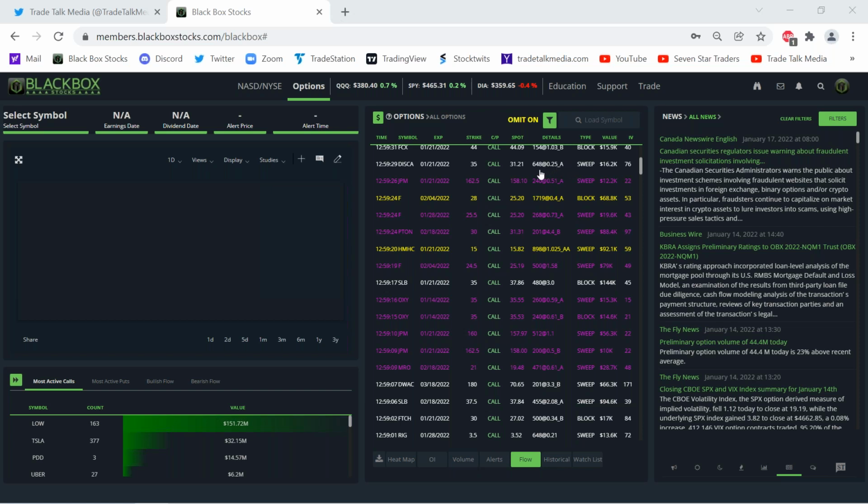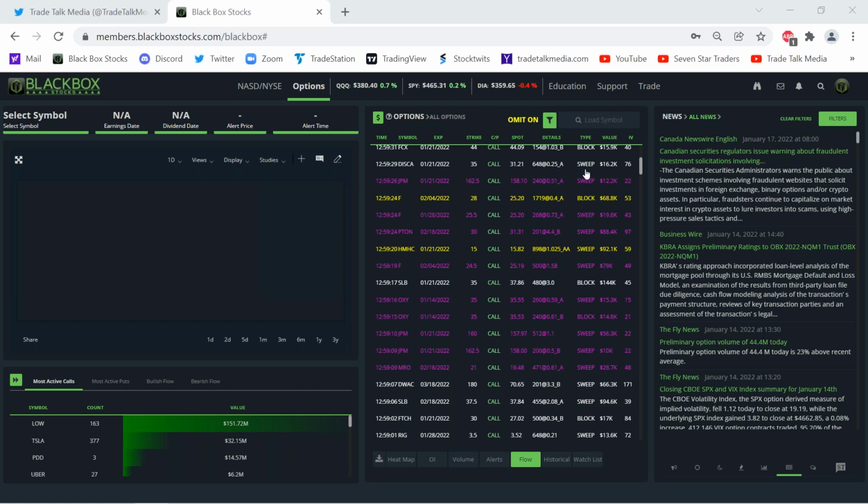So this is going to tell me whether these are opening or closing positions. And I'll get into that a little bit more in a second. This is telling me that it was a sweep transaction. You can see there's sweeps and blocks. A lot of people ask what the difference is and why we ignore blocks. So here's the quick explanation.